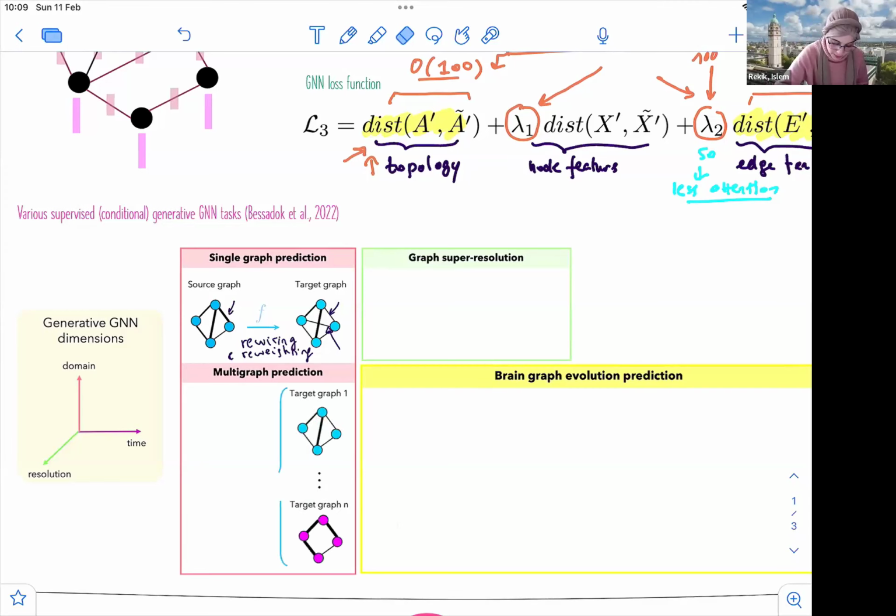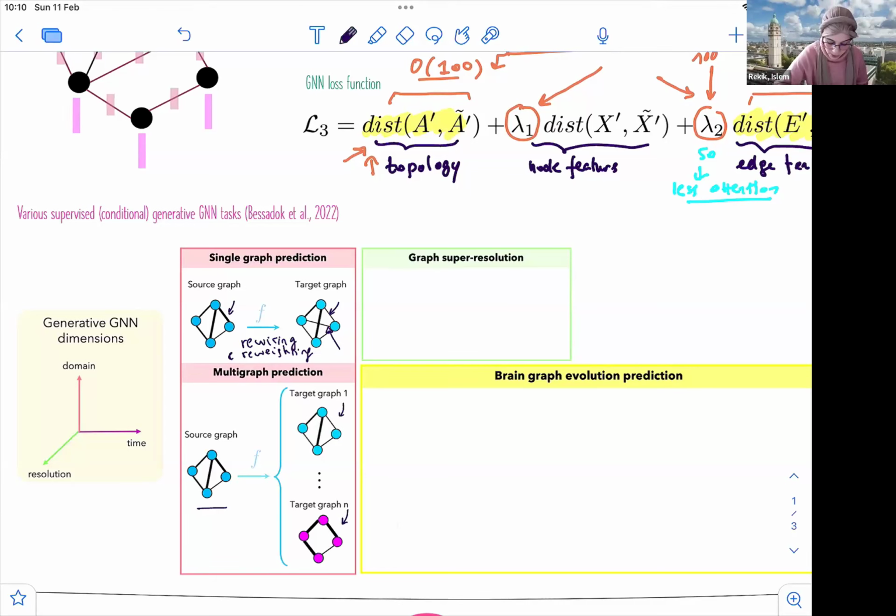So now in this example, in the multi-graph prediction, we have given a source graph, and our goal is to generate multiple graphs jointly at the same time. So the target domain has multiple types of graphs to generate.